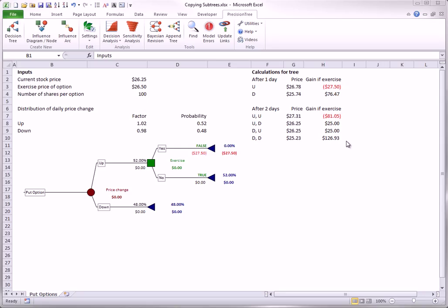I have started the tree with typical branches. Each day, there is a chance node for the price change, followed by a decision node on whether to exercise at the end of the day. Note that the probabilities have absolute references to the inputs. Note the dollar signs. These absolute references make them copyable.